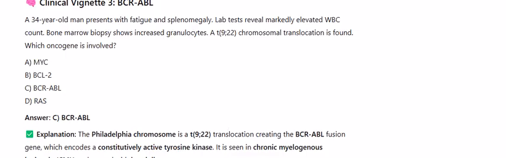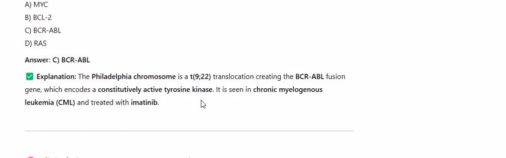Answer C. Explanation: the Philadelphia chromosome is a t(9;22) translocation creating the BCR-ABL fusion gene, which encodes a constitutively active tyrosine kinase. It is seen in chronic myelogenous leukemia, CML, and treated with imatinib. Clinical Vignette 4. MYC overexpression.